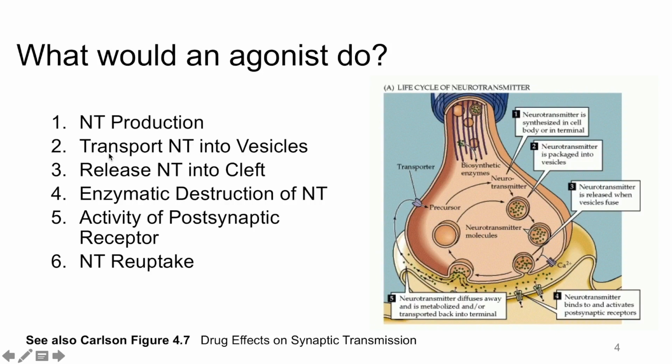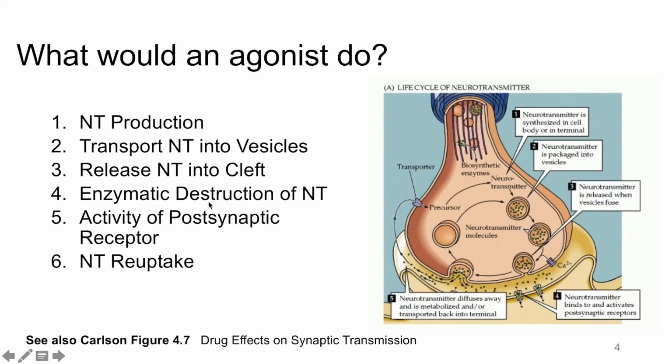Similarly, an agonist would enhance neurotransmitter transport into vesicles. Conversely, an antagonist could prevent neurotransmitter from being packaged into a vesicle. If there's no neurotransmitter in the vesicle, there can't be any released. And an antagonist could use that strategy to reduce synaptic transmission. An agonist would enhance release of neurotransmitter into the synaptic cleft, again to facilitate communication between the pre- and postsynaptic cell.